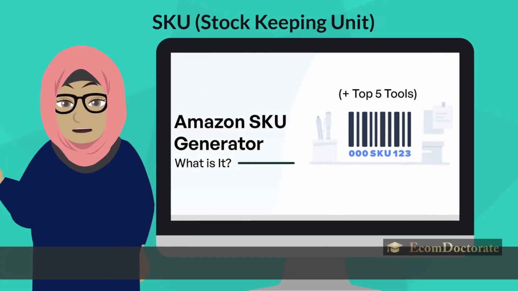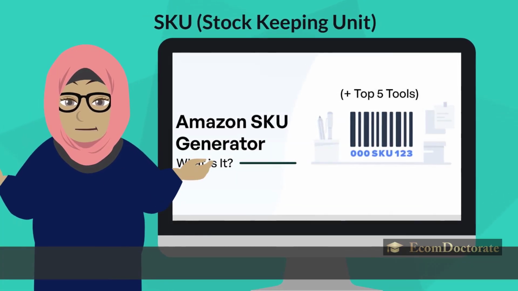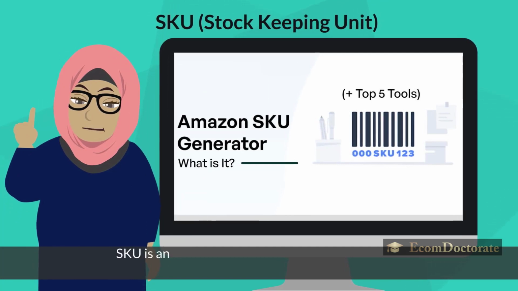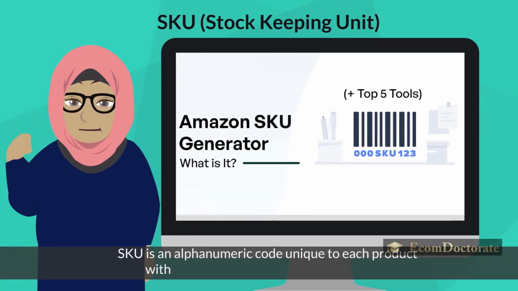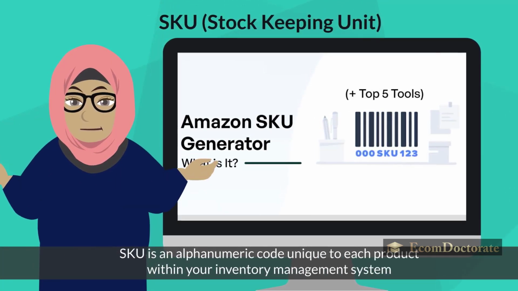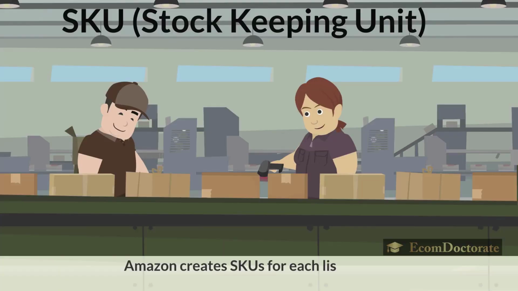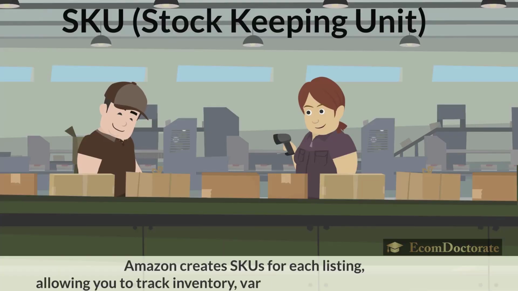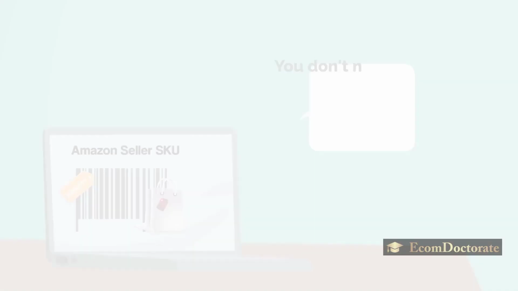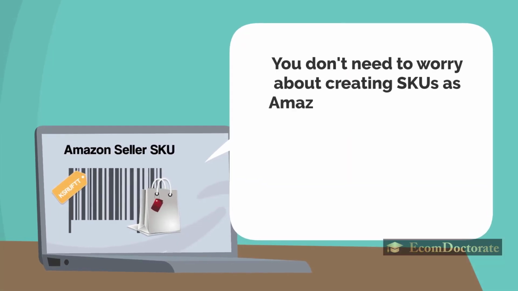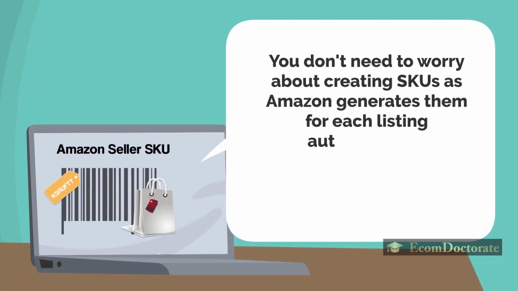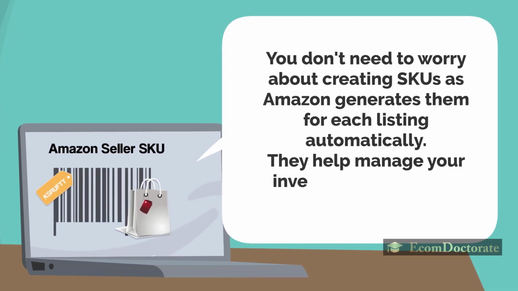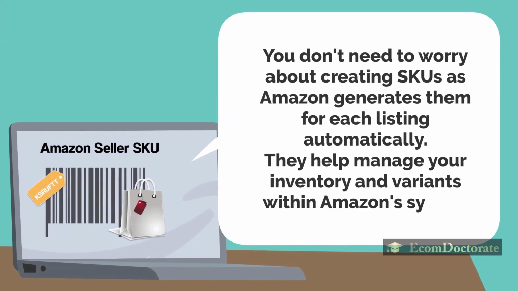The third term is SKU, which stands for Stock Keeping Unit. SKU is a code unique to each product within your inventory management system. Amazon creates a SKU for each listing, allowing you to track inventory, variants, and product information. You don't need to worry about creating a SKU as Amazon generates them for each listing automatically. They help manage your inventory and variation within the Amazon system.